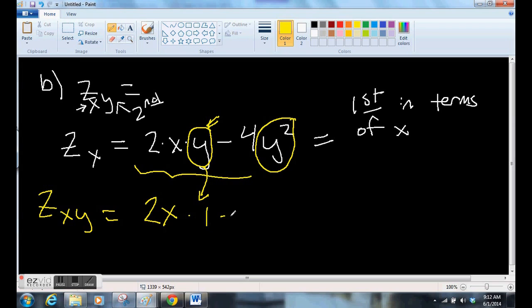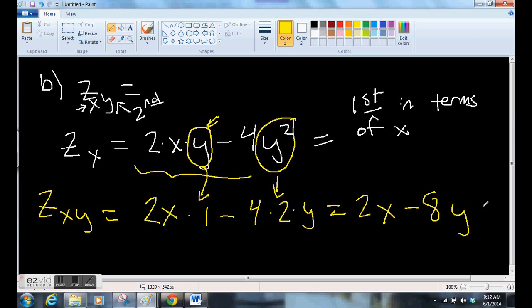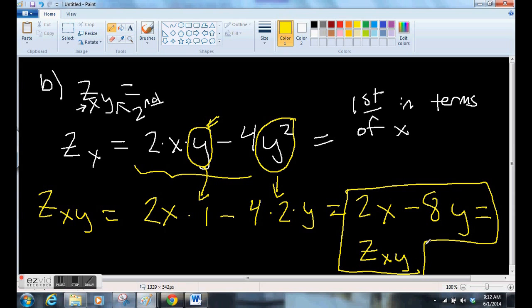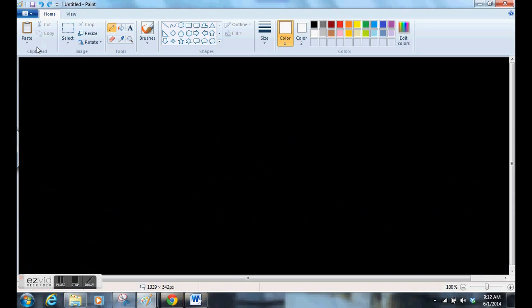The derivative of y is 1, minus 4. The derivative of y squared is 2 times y. So this whole piece looks like 2x minus 8y, and that is equal to the first derivative in terms of x, and then the second derivative in terms of y. So you can see where the challenge here is in keeping your notation and what you're doing straight.